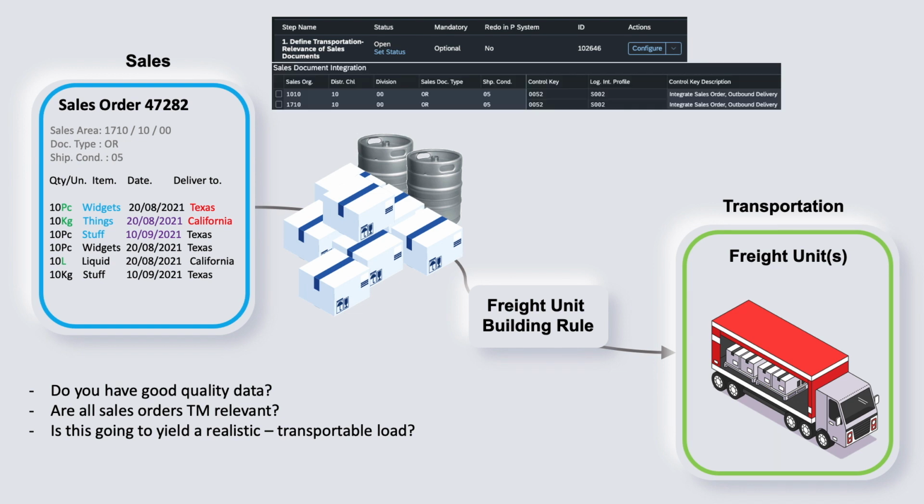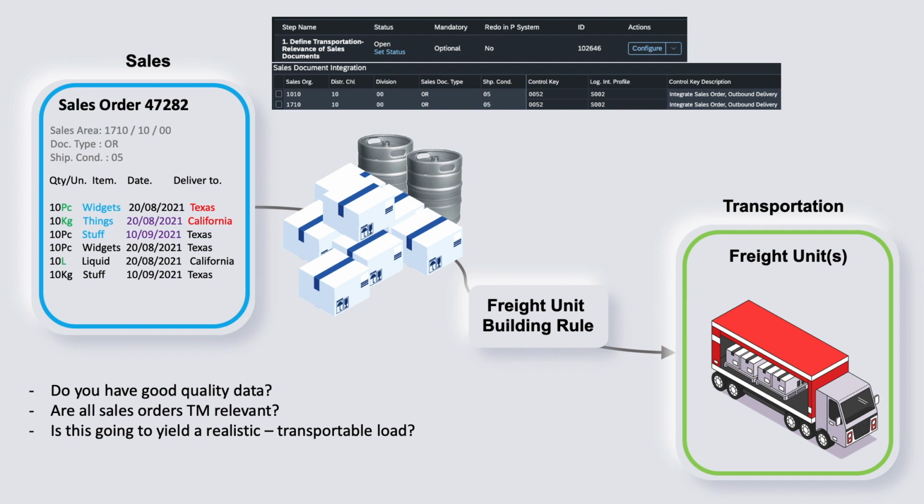Now, the input parameters that will be used to determine whether a sales order is planned via TM or not are those indicated there: the sales area, so the sales org, the distribution channel and the division, the sales document type, and the shipping condition. So if we look at the second line, if our sales order has the sales area 1710.10.00, a document type of type OR, and the shipping condition is 05, then this sales order will be fulfilling the parameters that make it a candidate for being planned in TM.